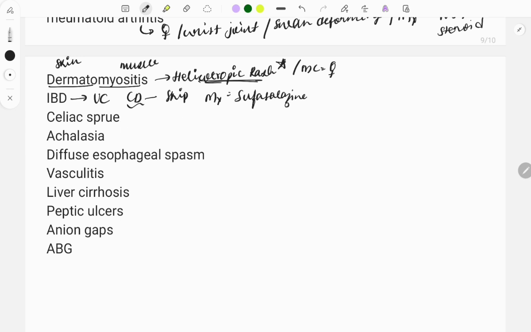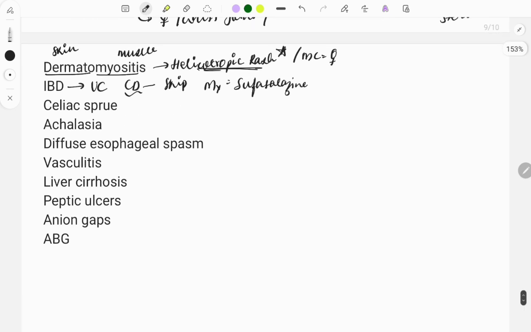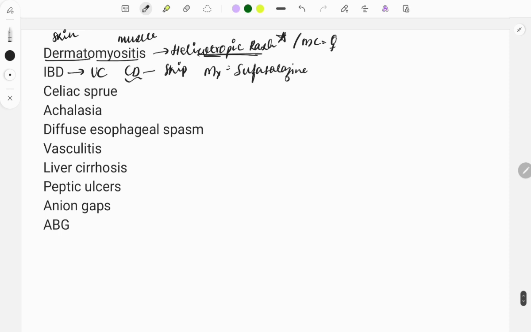So these conditions like celiac sprue, achalasia, diffuse esophageal spasm, these are also covered in surgery. So these GIT symptoms can be asked in correlation with surgery. We will read about these topics also in surgery. So I'll just give you an overview about this here.